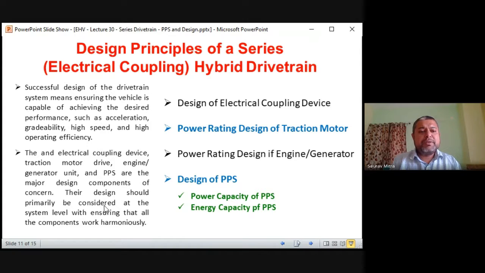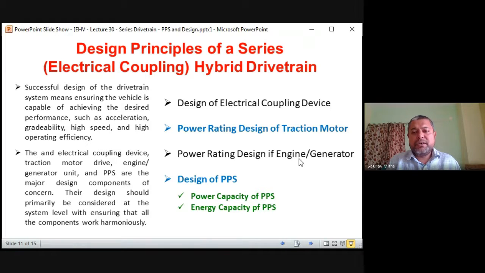Their design should primarily be considered at a system level, ensuring that compensators work harmonically. So these are the four things. Electrical coupling we will complete today. There are three small block diagrams. Then power rating design of traction motor, a very important thing. If we want to drive some load, how much traction should the motor provide? That means how much tractive power is produced by the motor?